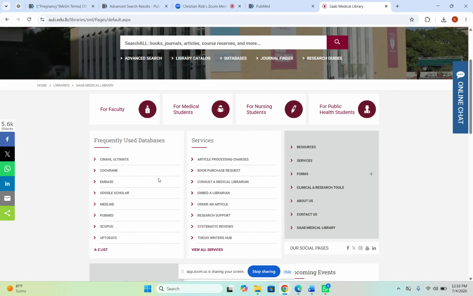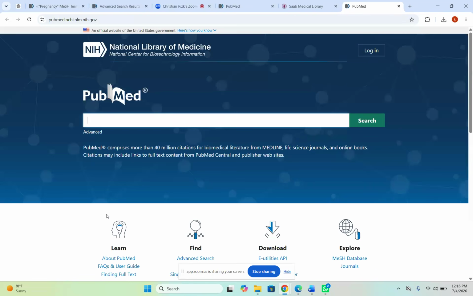So, hello again. Now we'll be conducting our search in PubMed. First of all, we go to the AUB Saab Medical Libraries website, go down to PubMed, and click on it. Before we conduct our search, let's talk about our scenario.